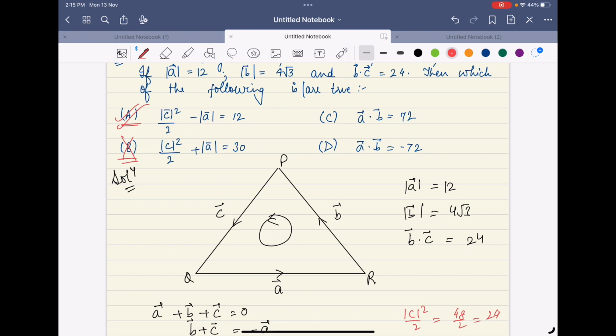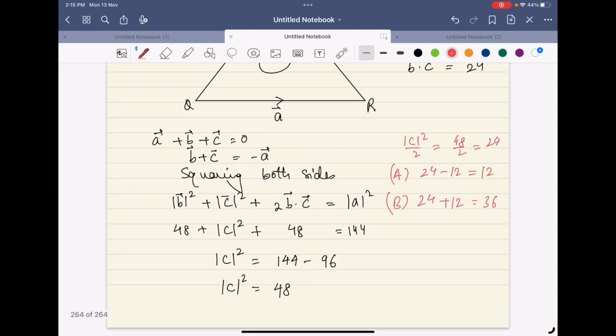Now let's move to A dot B. In this question he has also asked us about A dot B. Now how to handle this situation? We already know that A plus B plus C equals 0, a very important equation. From this equation, can I say that A vector is nothing but minus B vector minus C vector? And now I can take the dot product on both sides with respect to B vector.